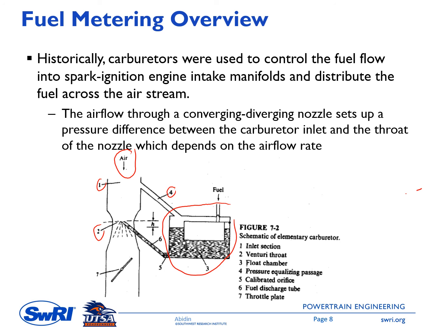Number 3 is the float chamber, and this is the float that controls the admittance of the fuel. If the chamber is full, it will close the fuel flow. But when the fuel level is not full, the float will allow fuel to enter this chamber. Number 5 is a calibrated orifice. Number 6 is the fuel discharge tube, the passage for the fuel entering the throat. And number 7 is the throttle valve to control the flow of air and fuel.